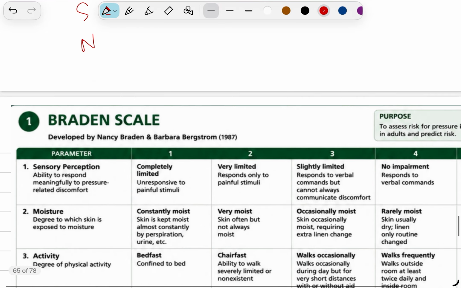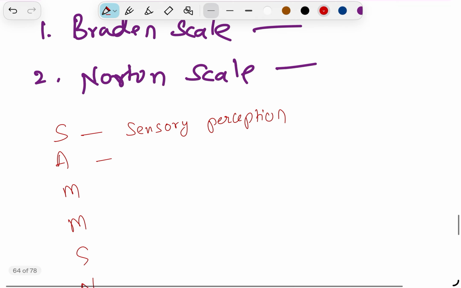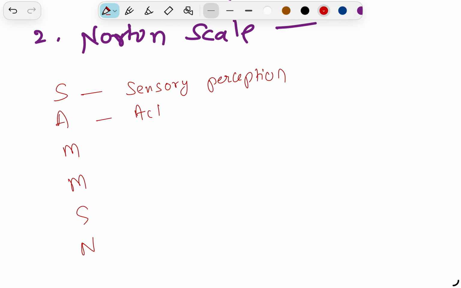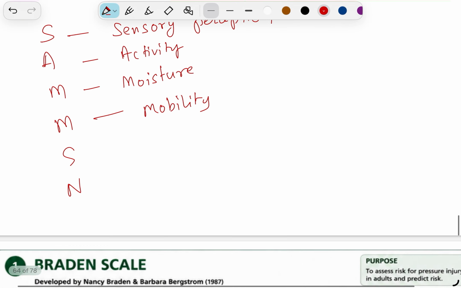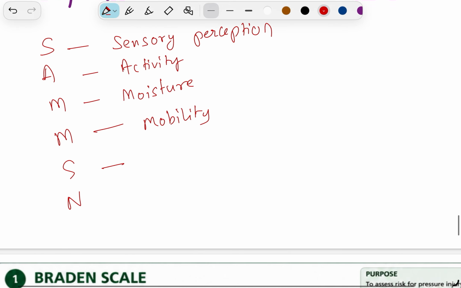Here you can see activity. A means activity. M means you can think that is moisture. Moisture will not come in the Norton scale. Please do remember, the Norton scale doesn't have moisture. Here we have moisture. And another M is mobility, you can think. Yes, it is mobility. S means shear and friction.